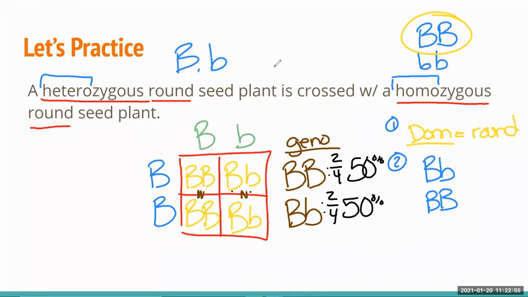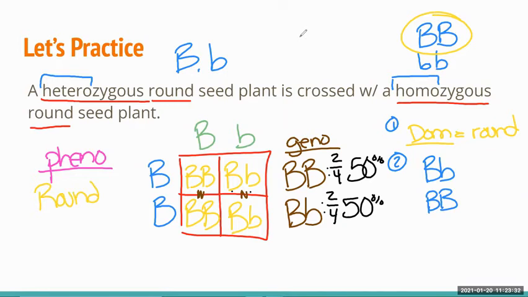So for genotypes, you write down every single genotype that you see and tell me what percentage is of that one specifically. We're going to end with some phenotypes. Phenotypes refer to the physical characteristics that you see. In this example, we definitely know that there are some round seed plants, and that is dominant. So we know that some are going to be round.